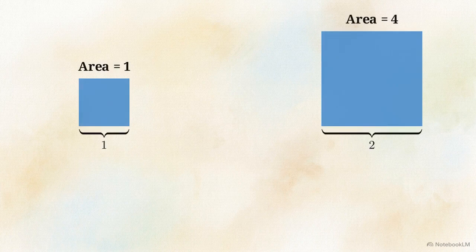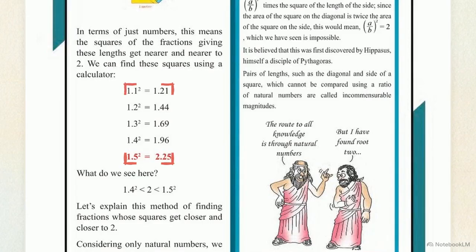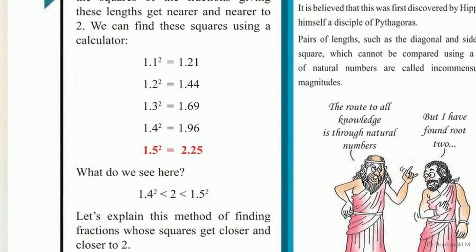We start by establishing boundaries. 1 squared equals 1, and 2 squared equals 4. Since our target area of 2 falls between 1 and 4, the length of the side, the square root of 2, must live somewhere between 1 and 2 on the number line. To get closer, we test decimals in the tenths place. Looking at these computations, we multiply 1.1 by itself, 1.2 by itself, searching for the result closest to our target area of exactly 2. By checking the results, we find a tight boundary.